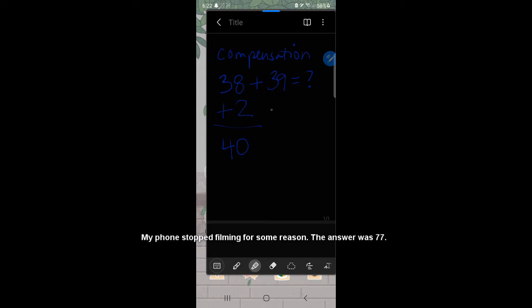Now, adding 1 to 39 would have been easy as well, and that's also welcome. There's multiple ways to solve these problems. So now we can just drag 39 down and add them together very easily. 79. Now all we have to do to get the correct answer is take that 79 and subtract the plus 2 that we added earlier, which gives us an answer of 77.